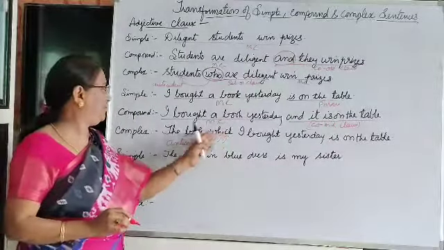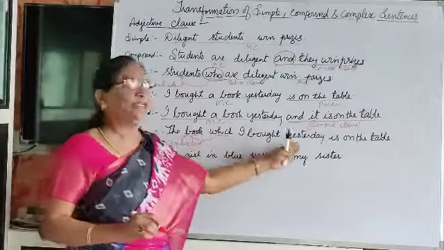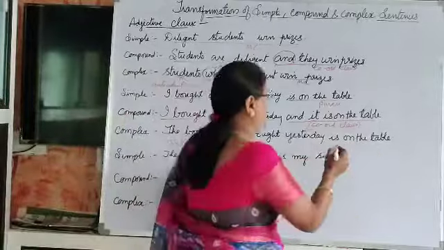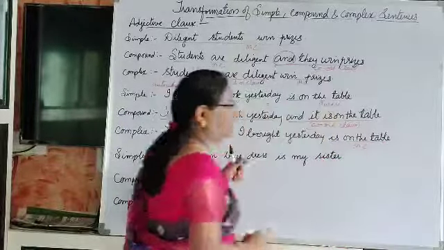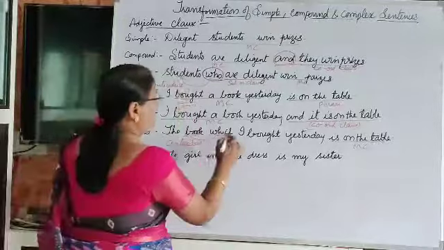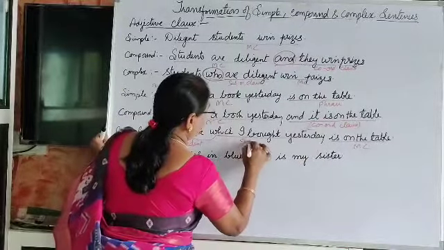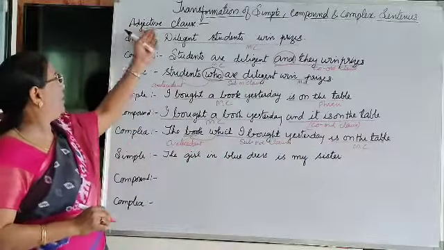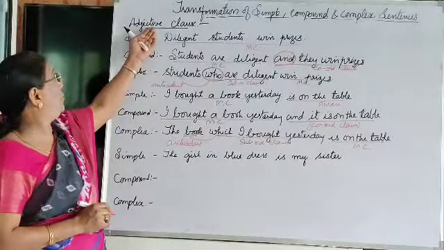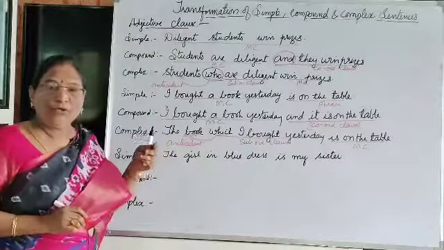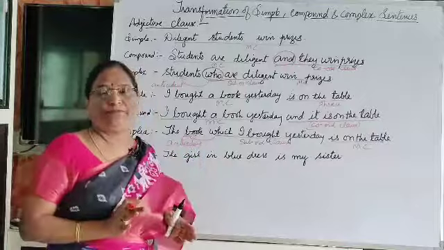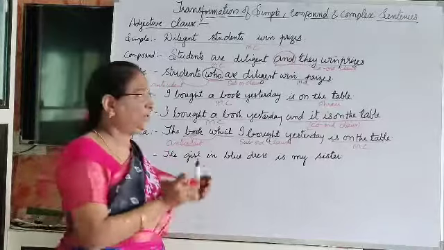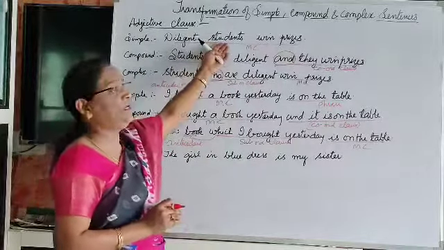Antecedent of which book? Which I bought yesterday. Where is it? Is on the table. Understand? The book is on the table is the main clause. Which I bought yesterday is the subordinate clause. Whenever you want to know about the adjective clause, you ask a question to the noun, because the adjective clause is related to the noun.